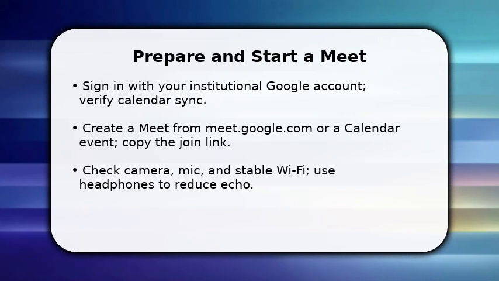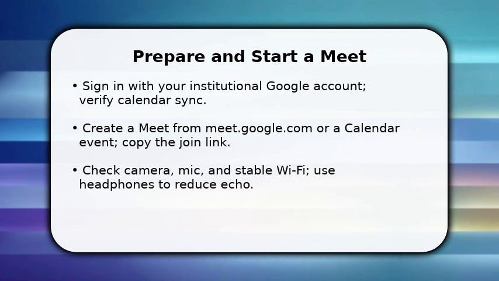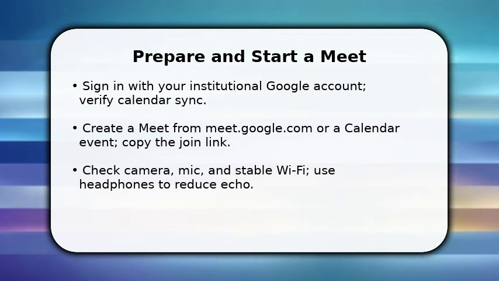You begin by opening Google Meet and signing in with your school account so you keep classes separate from personal apps. Once done, create a meeting directly or schedule via Google Calendar. Copy the join link into the class post so students have one-click access. Make sure to test your camera and microphone and connect to stable Wi-Fi. Use headphones to cut echo. Doing these steps now prevents delays when students arrive.